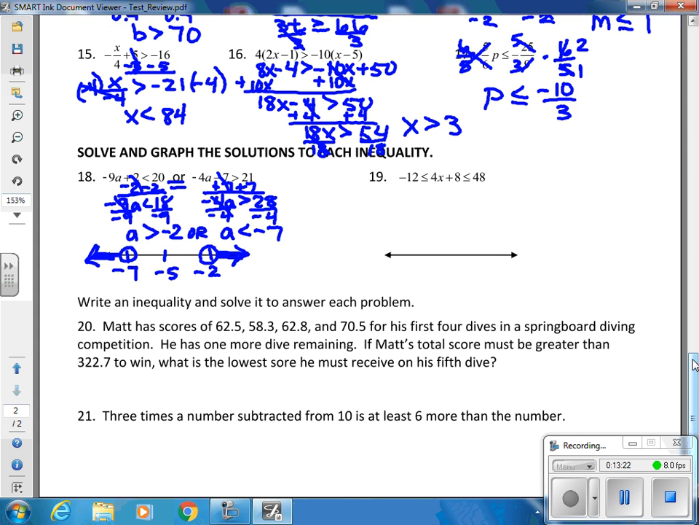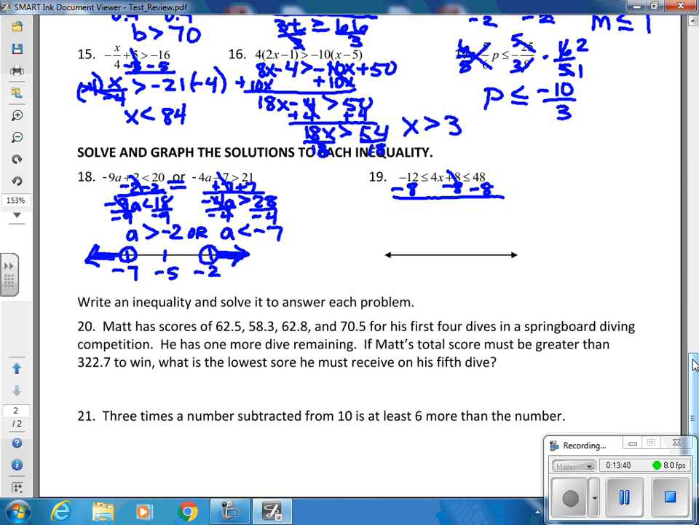Now for number 19, this doesn't say the word and, but because the x is sandwiched between 2 numbers, you know it's and. It'll not always say the word and. So we have to get the x in the middle by itself. So the first thing we're going to do is minus 8, and we have to minus from the middle, the left, and the right. You've got 3 places to get rid of that 8.